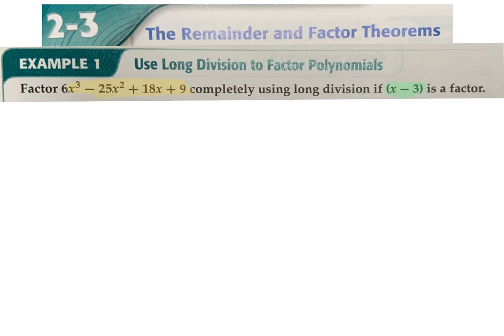So what you're dividing by goes on the inside, just like you would do with long division. We have 6x cubed minus 25x squared plus 18x plus 9. That's on the inside. Make sure that if you start with 3 as your exponent, it goes 3, 2, 1, none. All right, you have to have all of them there. And then x minus 3 is going to go on the outside. Just like long division, all right?